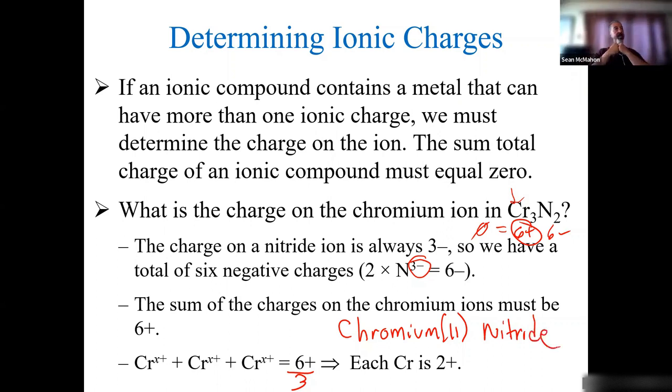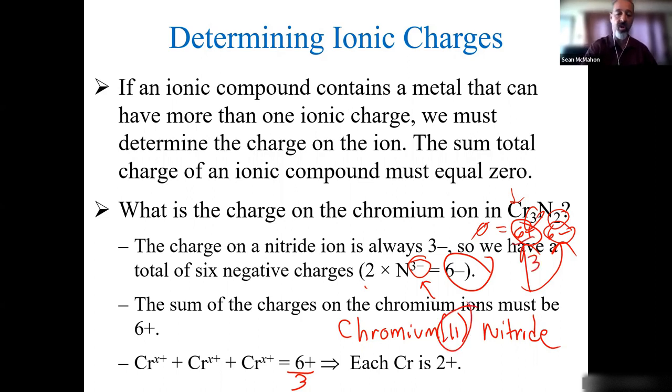How did I do that? Did I memorize that chromium has a 2 plus charge? Nope. I used the non-metal anion. I used its charge. So I used the charge of -3 on the nitrogen. I used the chemical formula subscript to determine the total charge of the negative. And then I knew it had to be electronically neutral as a compound. So I knew if this was a 6 negative, this had to be a 6 positive, because there's 3 of the chromium. 6 positive divided by 3 gave me the 2 plus charge.